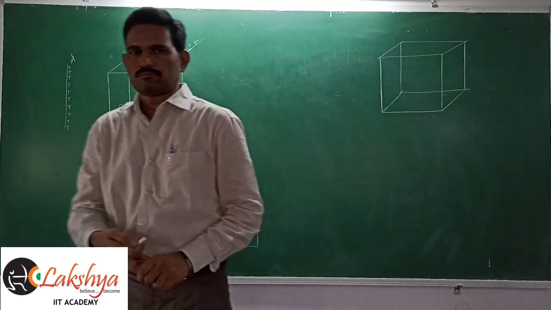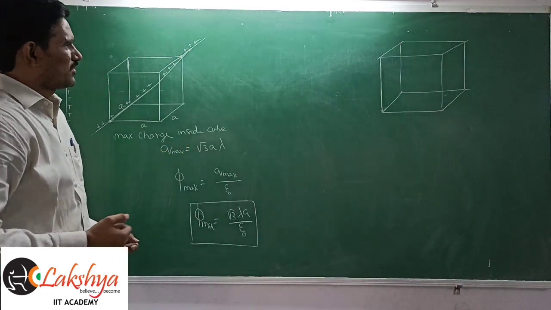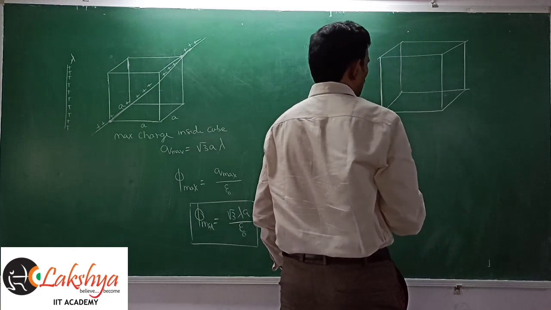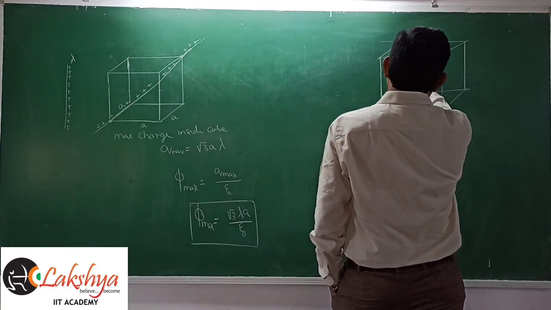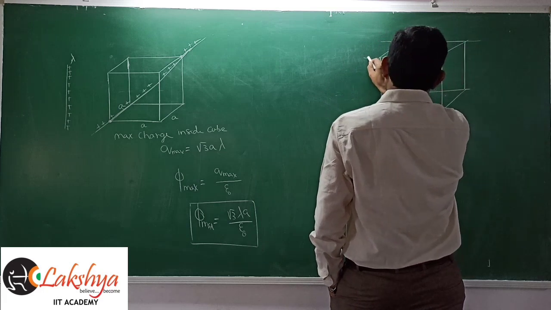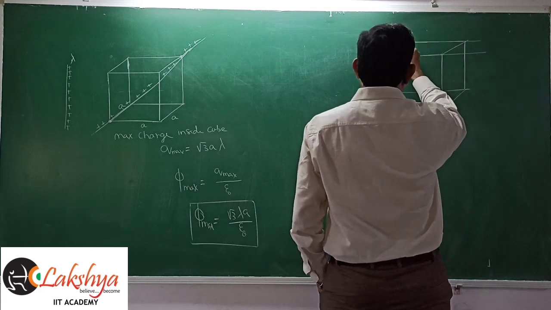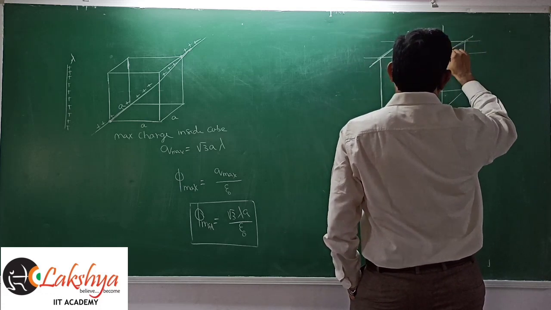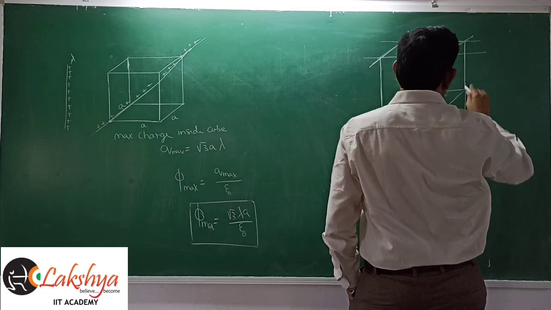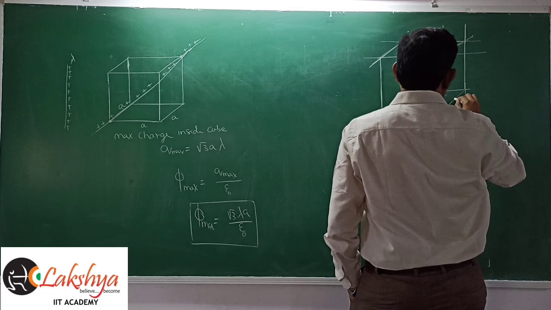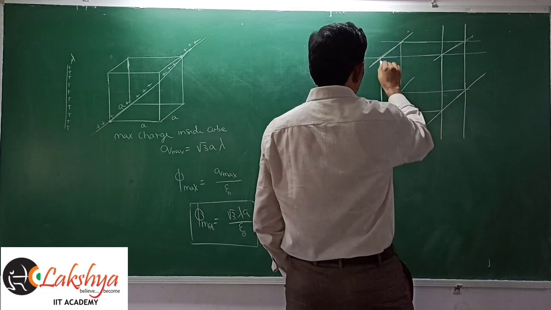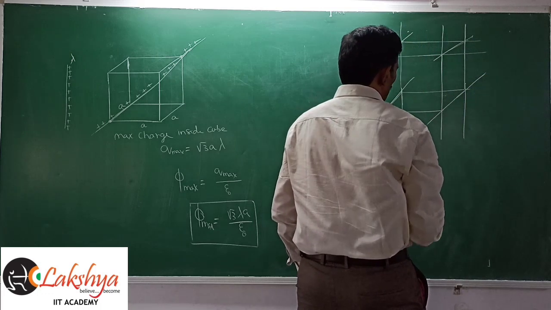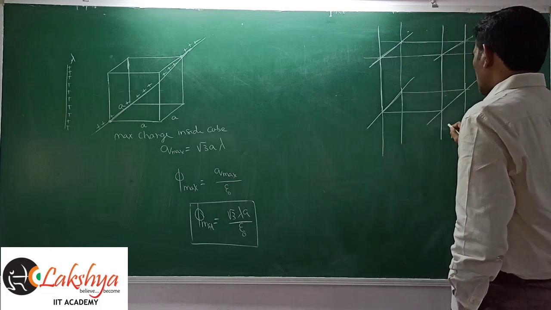So similar to this, there is another problem. Suppose we are placing, here totally 12 edges are there, 12 infinite line charges are there. They are placed along the edges of this cube. Got it? Along the 12 edges, 12 infinite line charges are placed. All of them have the linear charge density lambda.